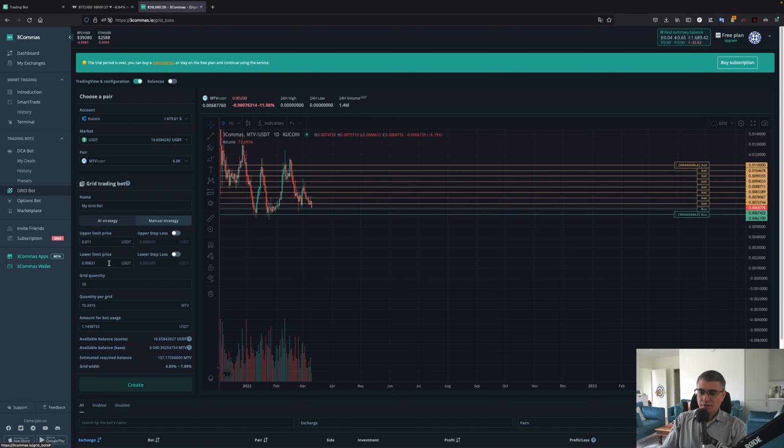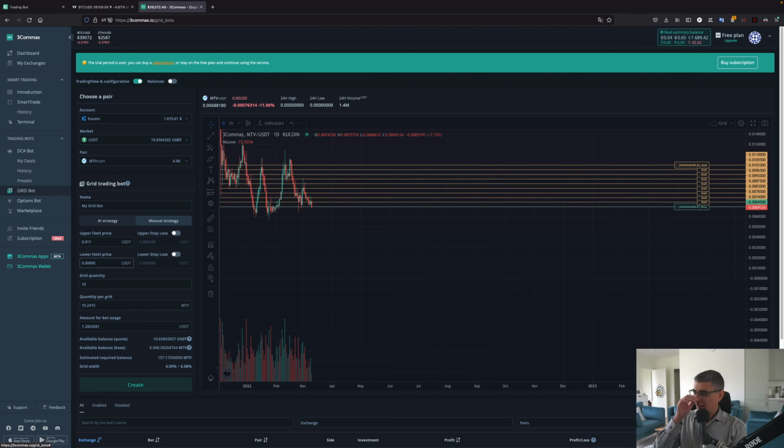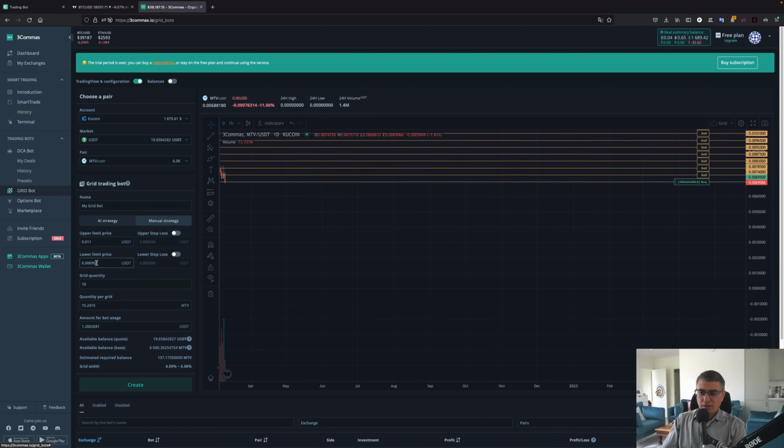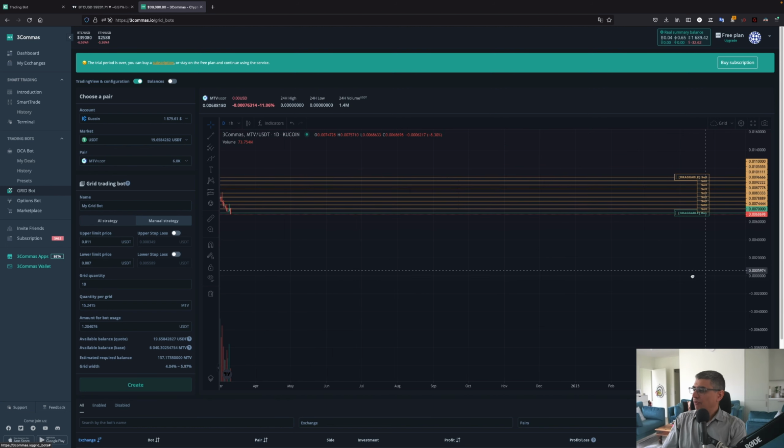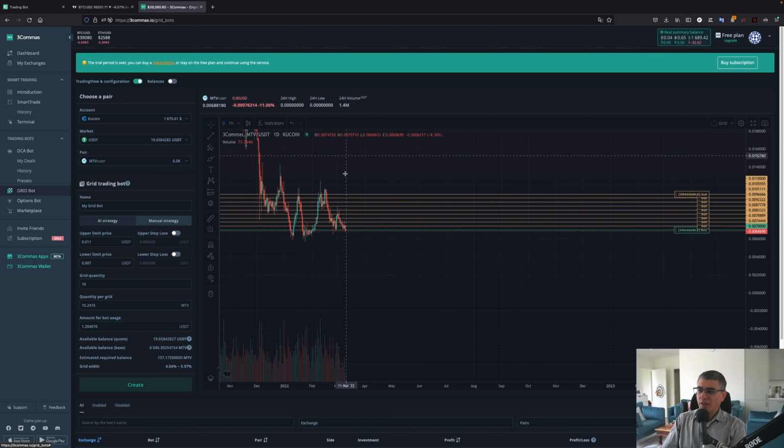I'll write 0.00695, let's say. So the price won't go above before I start the bot, right? Or maybe just to be sure, 0.007, let's say. Cool.